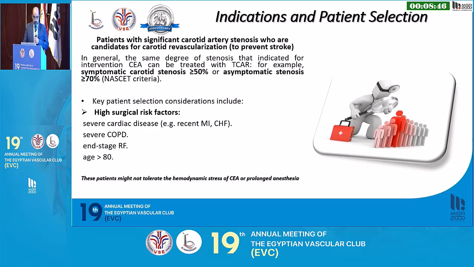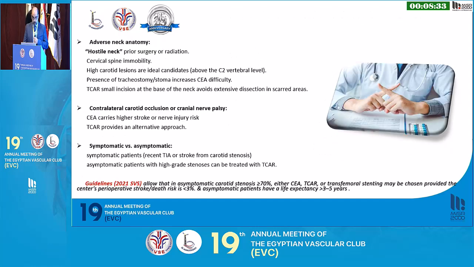But the key to patient selection is the high-risk patient: severe cardiac disease, severe COPD, severe renal failure, age above 80. These patients do not tolerate the hemodynamic stress of carotid endarterectomy. Also adverse neck anatomy, such as a hostile neck, cervical spine immobility, high carotid lesions, or presence of tracheostomy. The small TCAR incision at the base of the neck avoids extensive dissection of this scarred area.